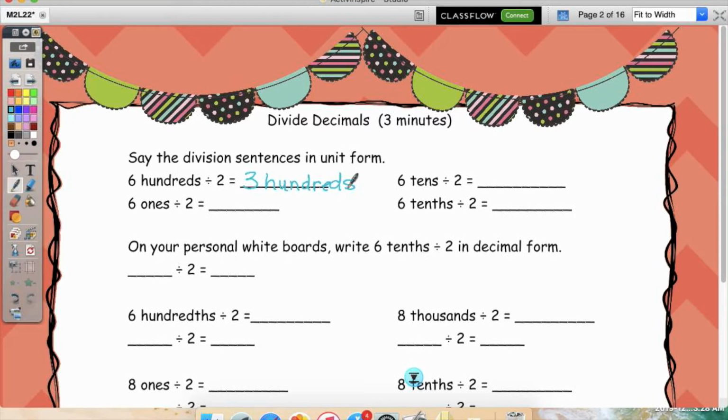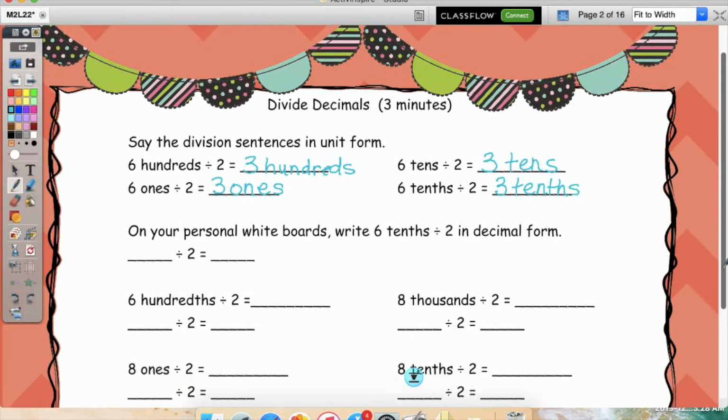6/10 divided by 2? 3/10. Okay. 6/1 divided by 2? 3/1. And 6/10 divided by 2? 3/10. Okay? So the only thing different is how you write it in standard form.